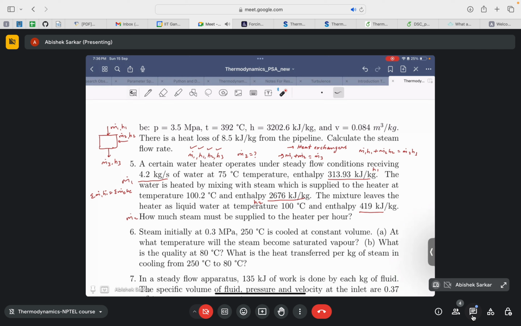Can you convert it into kg per hour? The question is asked per hour, right? Steam must be input per hour. The answer is actually correct. Just convert it into per hour. Just multiply it with 3600. You'll get the solution. Then it seems that the solution has already been found out.